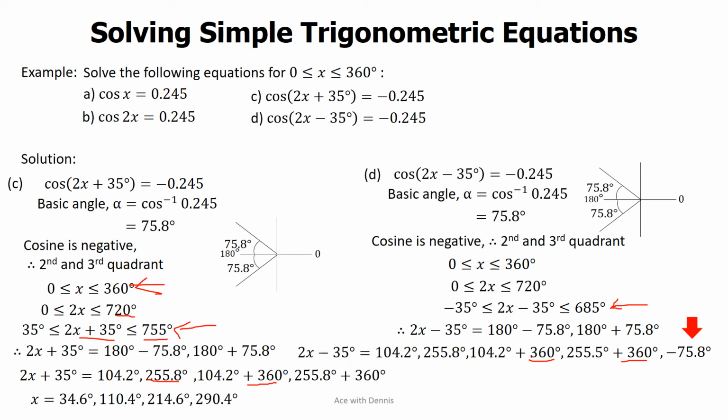Can you see that even if you include negative 75.8 degrees, it is outside the range? Negative angles are out of the range. Actually, we also don't have to consider this because it is in the fourth quadrant, which is here. This is not our quadrant either. We want the second and third quadrant, so we ignore this angle. Now we make x the subject. x equals 69.6 degrees, 145.4 degrees, 249.6 degrees, and 325.4 degrees. Alright, so do you get all the answers correctly?